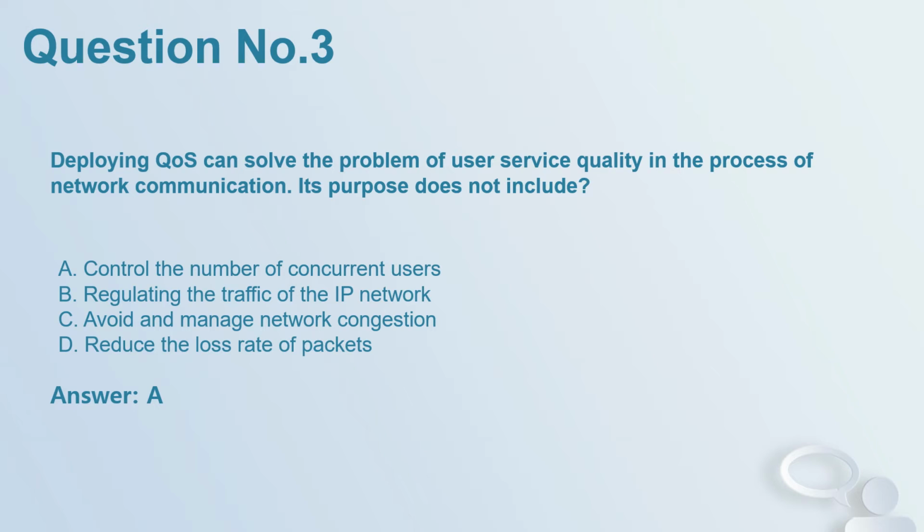Question number 3. Deploying QoS can solve the problem of user service quality in the process of network communication. Its purpose does not include A. Control the number of concurrent users. B. Regulating the traffic of the IP network. C. Avoid and manage network congestion. D. Reduce the loss rate of packets. Answer. A.